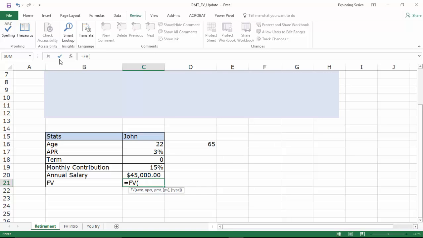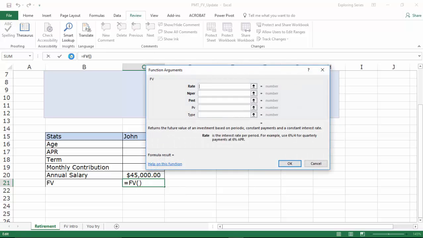Okay, like we always do the very first time, I'll use the insert function box and it will tell you exactly what the future value function does. It returns the future value of an investment based on periodic, hey, remember that buzzword, periodic, constant payments, and a constant interest rate. Okay, so it means you can't have a variable rate. That is a bear, which we'll talk about a little bit later. Okay, so there are three arguments for the future value function that you must have, and there are five total arguments, two of which are optional.